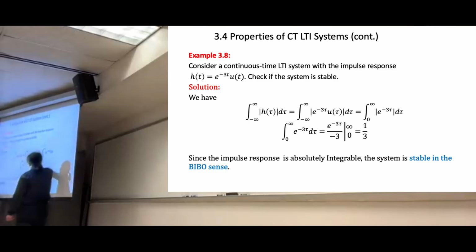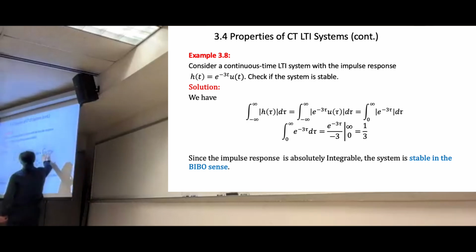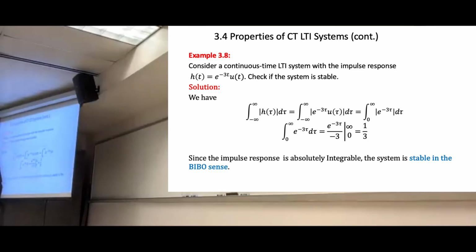Now we have e to the negative 3 tau, u of tau, and u of tau will give us the lower bound of the integral. So now it's going to go from 0 to infinity, e to the negative 3 tau, only the positive side. So we don't need this absolute value anymore. Then that equals to that, and it's just a simple integral of the exponential function. The result is 1 over 3. So it is stable and causal.